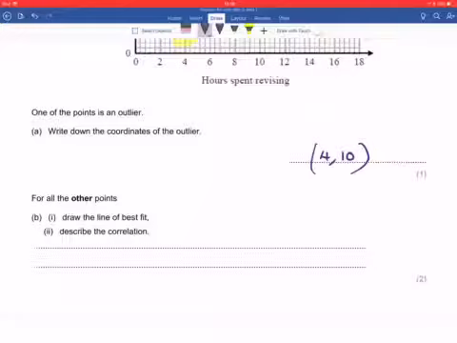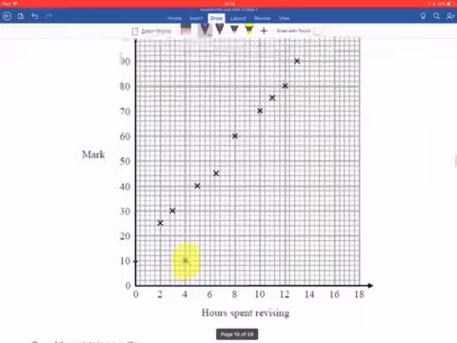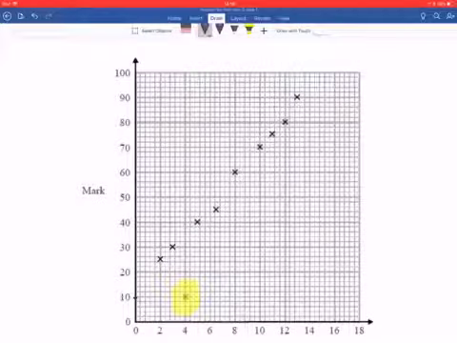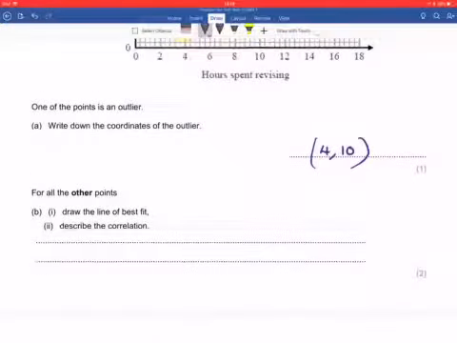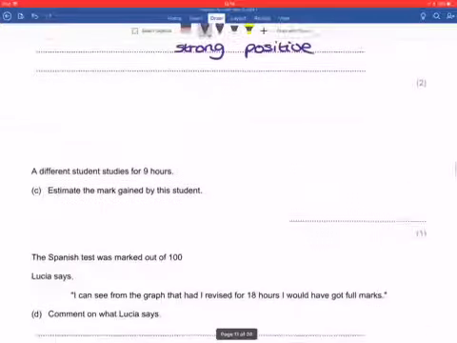For all of the points, draw the line of best fit and describe the correlation. So they're very close together. So I'd put it about there, and I would say it is strong positive because they're very close to the line. So positive means it's increasing, and you can say if it's strong or weak.